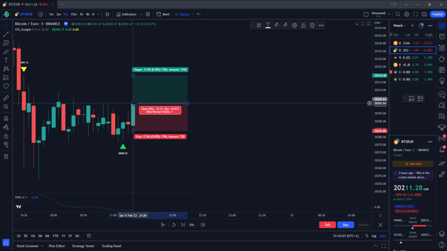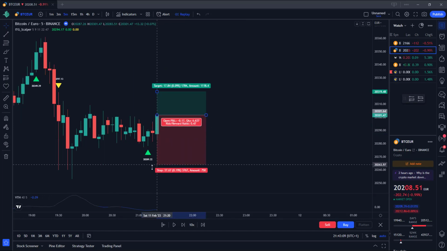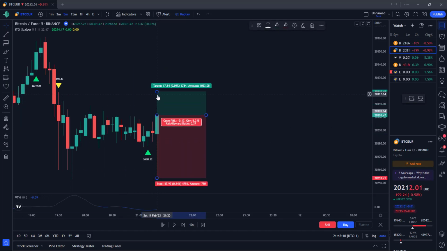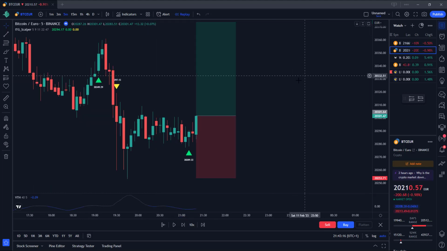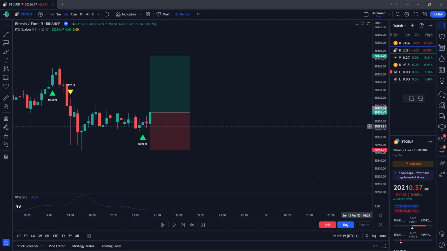Always use a risk reward of 1.5 and set your stop loss at the wick high or wick low. Always use a risk reward of 1.5 again, and let's see how this trade is gonna go.